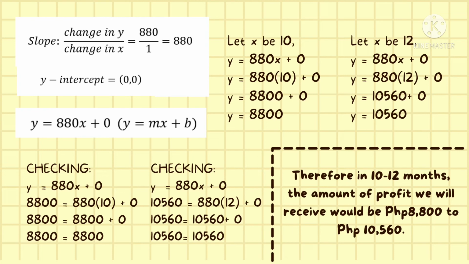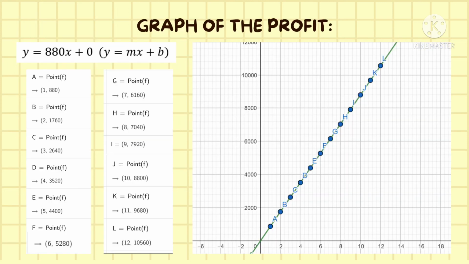Now to check if our answer is correct, we must substitute the values of x and y into the equation. If the answers are equal, then that means our solution is correct. And as we can see on the screen, the answers are equal, so our answers are correct. Therefore, in 10 to 12 months, the amount of profit we will receive if we sell 16 servings of banana peanut balls would be 8,800 to 10,560 pesos. Here is the graph of the profit.